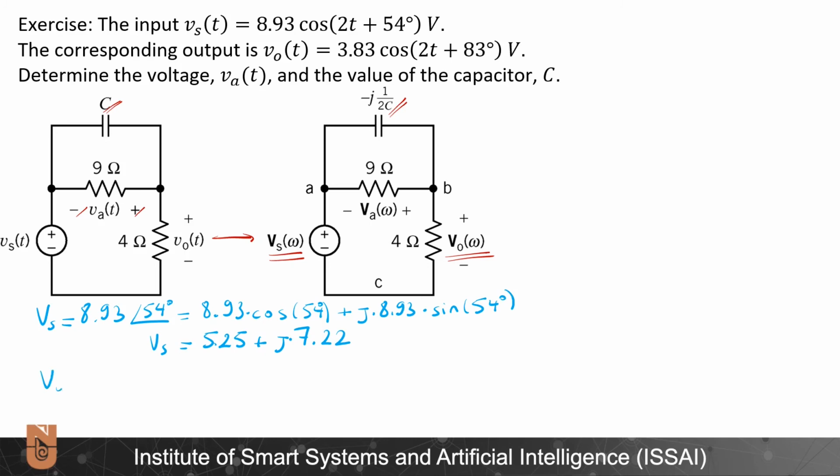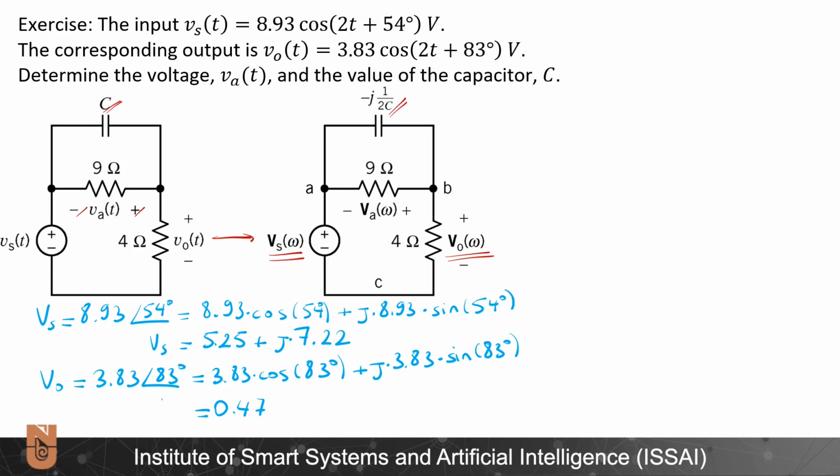And similarly Vout will be 3.83 with 83 degrees, and again this will be equal to, in the rectangular format, 3.83 times cosine 83 degrees plus j times 3.83 times sine 83 degrees, and accordingly this will be equal to 0.47, the phasor for Vout, plus j times 3.8. So I have these two phasors.